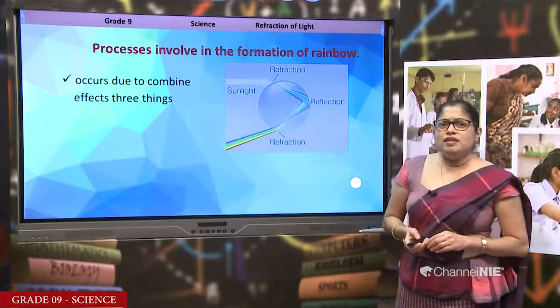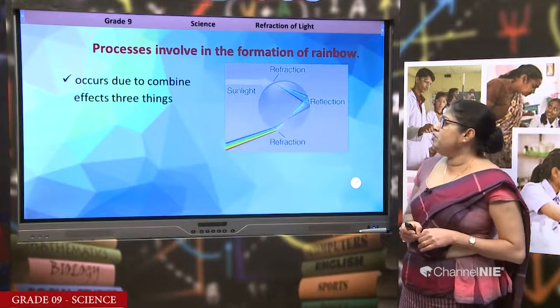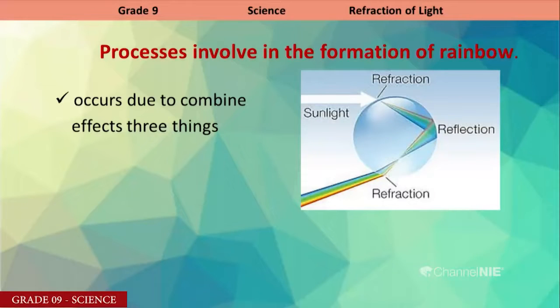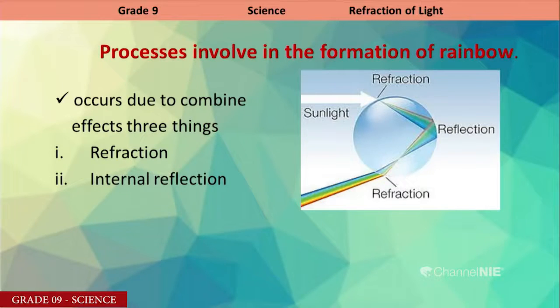So, let us see the processes involved in the formation of the rainbow. As I told you earlier, a rainbow occurs due to a combination of 3 effects: refraction, here the white light is getting refracted and here it is reflected, we call it internal reflection. Not only these two, the dispersion of light also contributes to forming a rainbow.